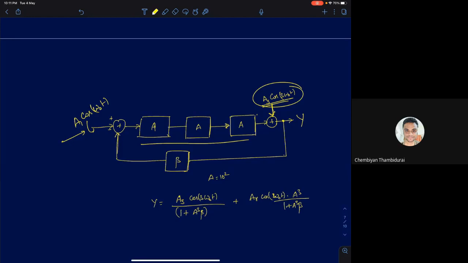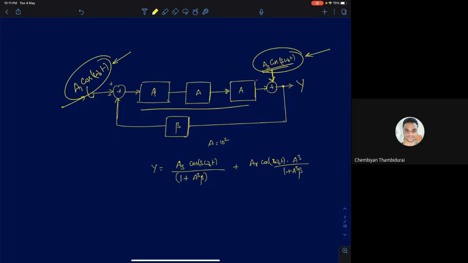Now, we have already analyzed this problem. If you have two inputs here, A1 cos omega naught t, which is the input signal of interest, and A3 cos 3 omega naught t, which is the unwanted signal, then we already derived an expression for this. The transfer function for the input A1 cos omega naught t will be the forward path gain, which is A cube divided by 1 plus A cube beta, which is what I've shown here. For the disturbance, the signal A3 cos 3 omega naught t gets multiplied by 1 by 1 plus A cube beta.